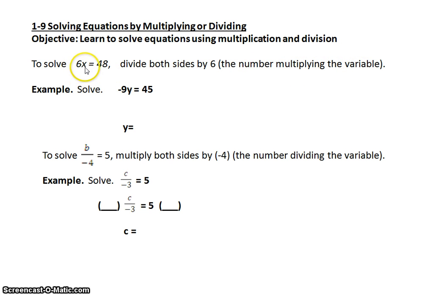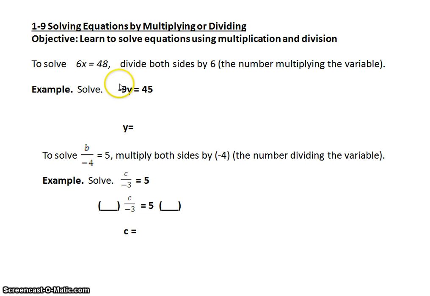So if I divide the left side by 6, I can do that as long as I divide the right side of the equation by 6. In the first example, we're going to solve negative 9 times y equals 45. So we want to isolate the variable y. We want to get y by itself.